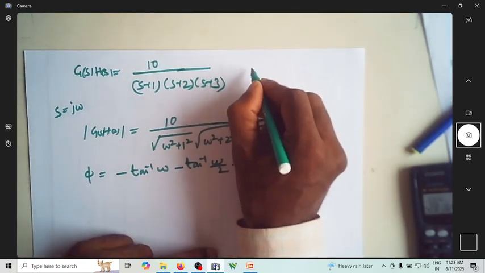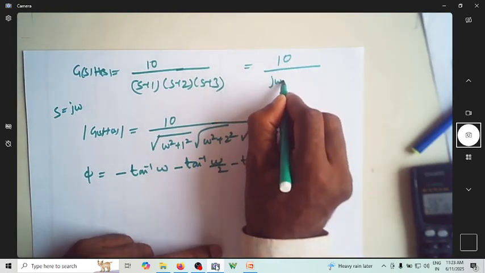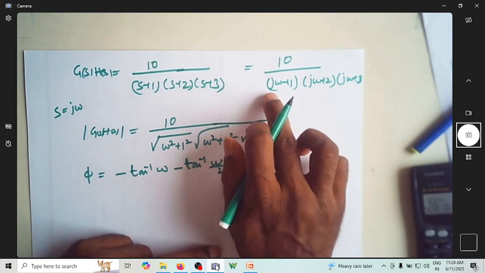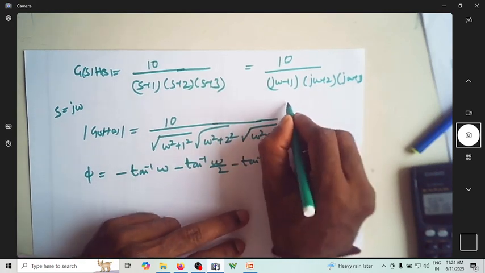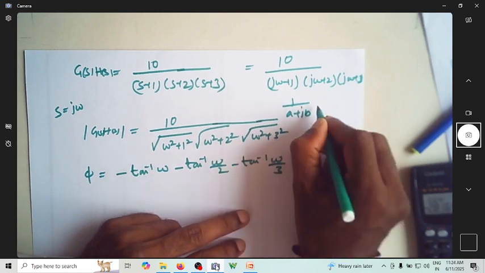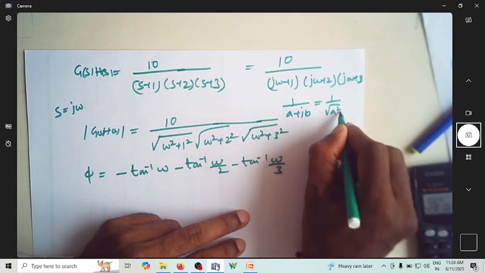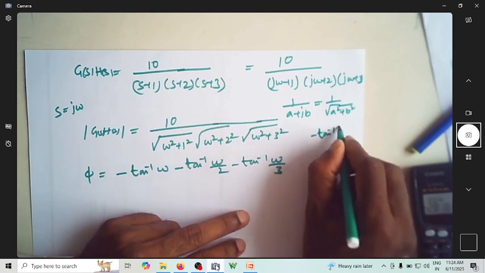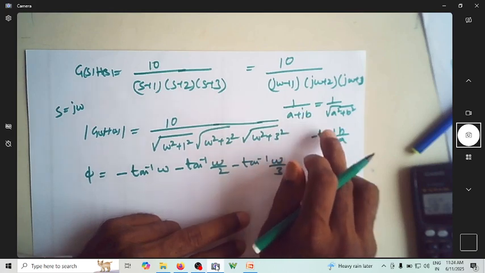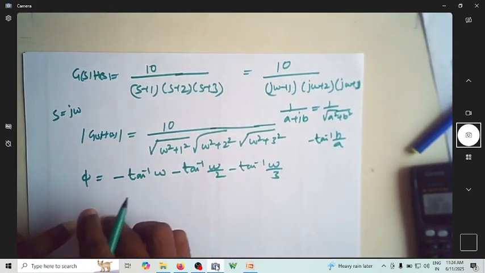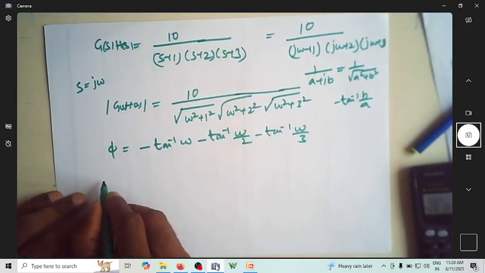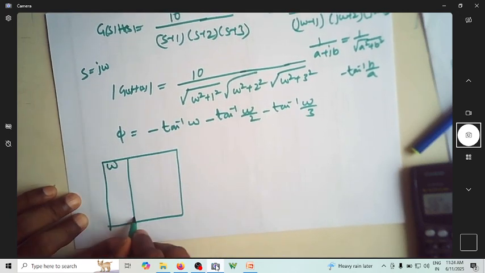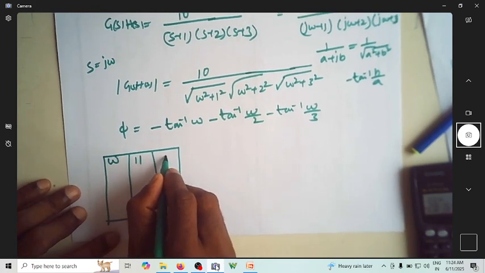How I am writing this is replacing all s by j omega. This is j omega plus 2 and j omega plus 3. Because all these are complex quantities, 1 over a plus jb can be written as under root of a square plus b square as the magnitude. The angle is minus tan inverse of b by a, where b is the quotient of imaginary and a is the quotient of real. That's what this is. Now let us give different values of omega starting from 0 to infinity. Let us try to find out what the magnitude and phase are.